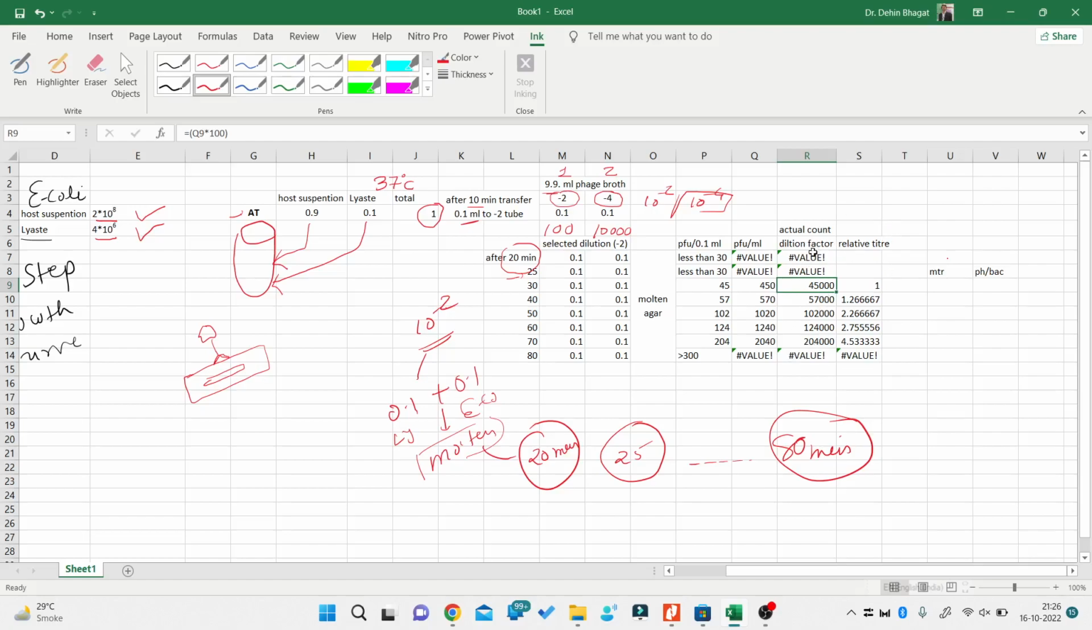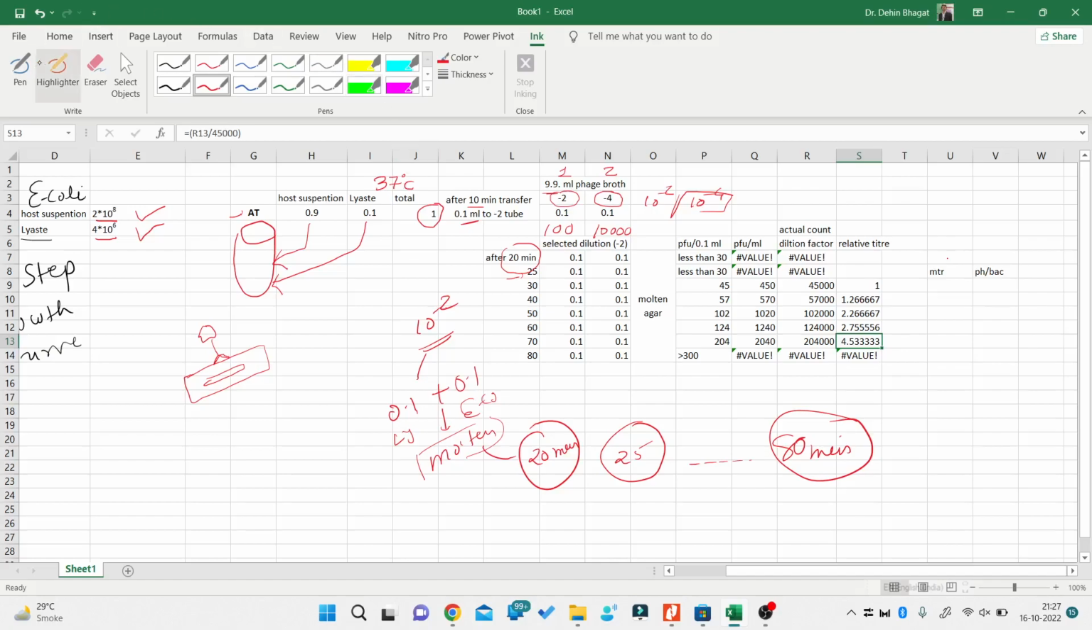Now you have to find the relative titer. You have to select the one value which you considered first, that is called the eclipse period. So 45,000 is the eclipse period. Divide this by this, you will get 1. For the next value, 57,000 divided by 45,000, you get 1.26. Then 102,000 divided by 45,000, you will get 2.26. Again repeat the same thing up to 70 minutes. The maximum value you got, 4.53, is the burst size. The maximum relative titer you obtain is called your burst size, right?